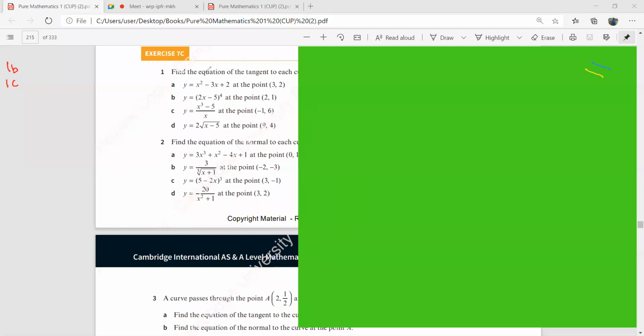So we are going to try some parts from this exercise 7C. People have asked for 1B first of all. Let me just change the size of the nib here. So 1B, you have the equation y equals (2x minus 5) to the power 4, and you're given the point (2, 1).